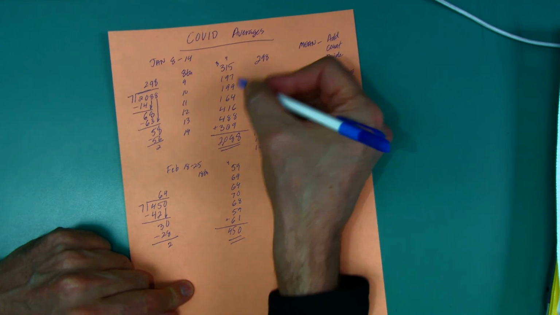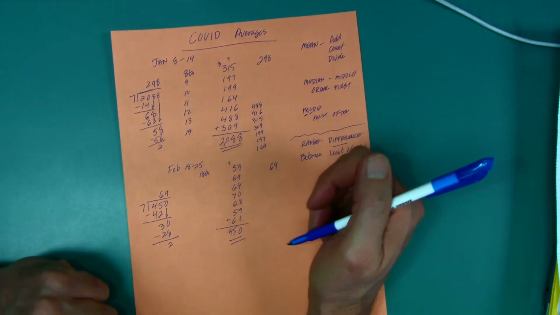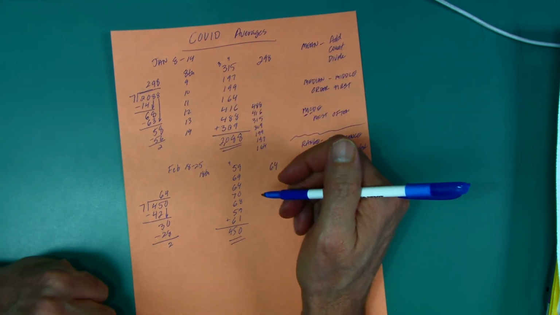It'd be cool if the mode was 0. That means I would have two or more zeros in there. And someday we will have a mode of 0.